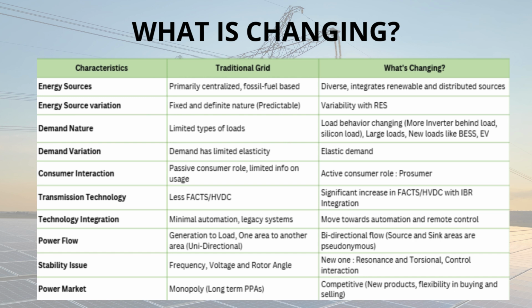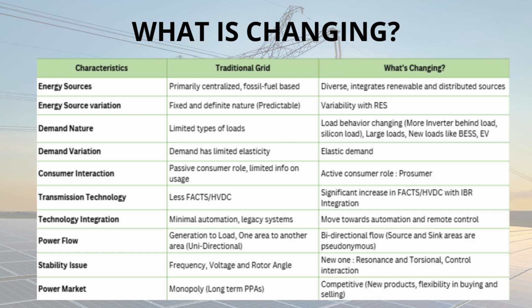Okay, and that leads to the next point, energy source variation. Yeah. Traditional sources: fixed, definite nature. Predictable. You could control them. What's changing? Huge variability with renewables, RES. Solar power depends on the sun, clouds. Wind power depends on, well, wind speed. They're intermittent. Exactly. Intermittent and not easily controllable like a gas plant. This creates massive new demands for grid flexibility. The grid needs to react instantly, second by second, to these fluctuations.